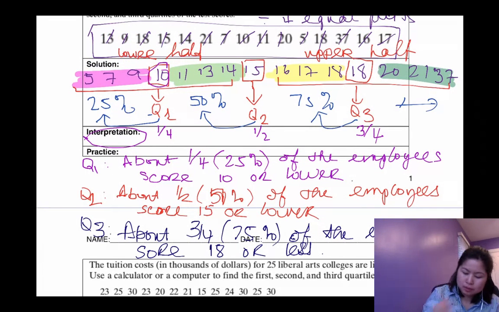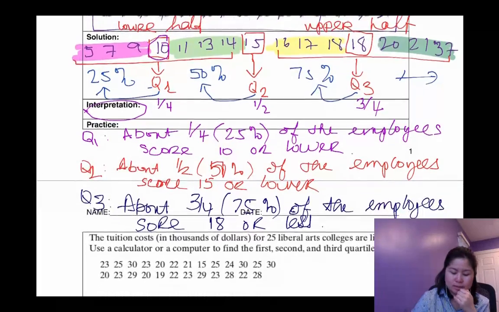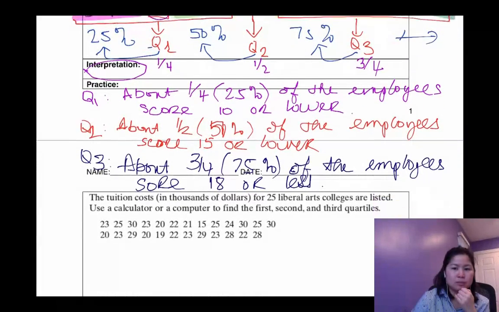So Q3 is about 3/4 or 75% of the employees score 18 or less. When we do it by hand, you actually have to rearrange them. However, we have that graphing calculator, so we can use the calculator. Let's say we run into a data set with so many values. I'm going to move on to the next one.